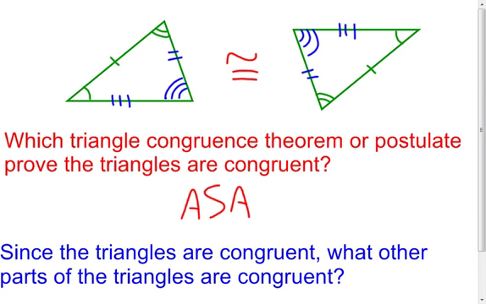So everything in blue I'm able to figure out after I know the triangles are congruent. Remember, the blue I only knew because the triangles are congruent. I would not be able to state that until I knew that.